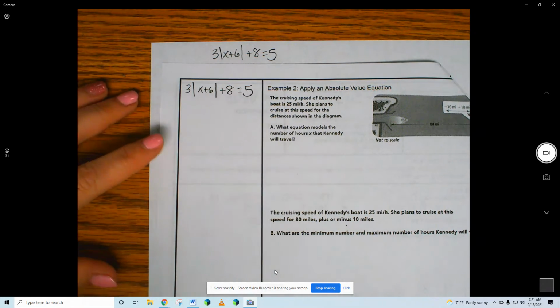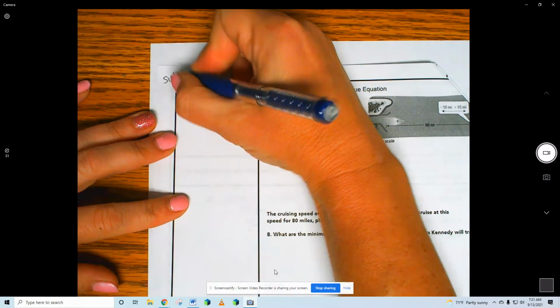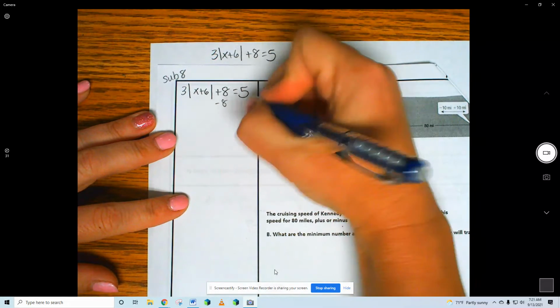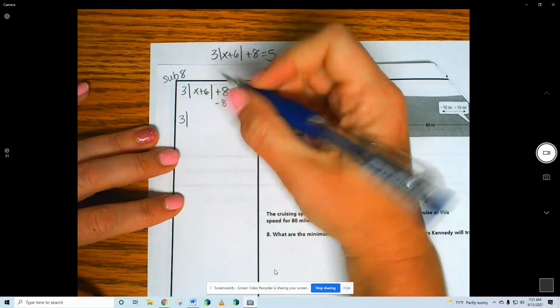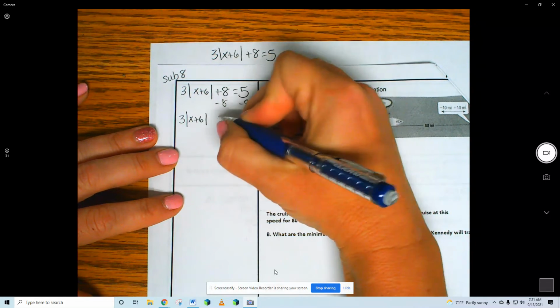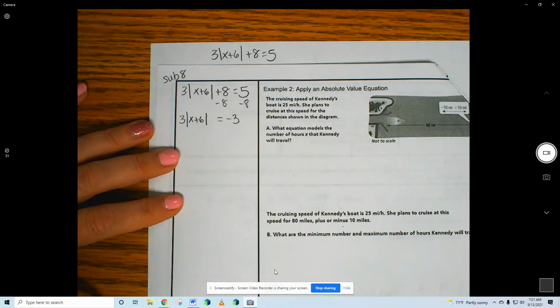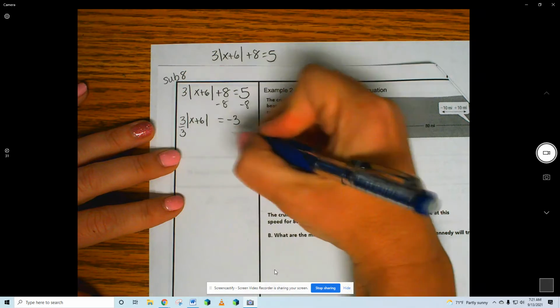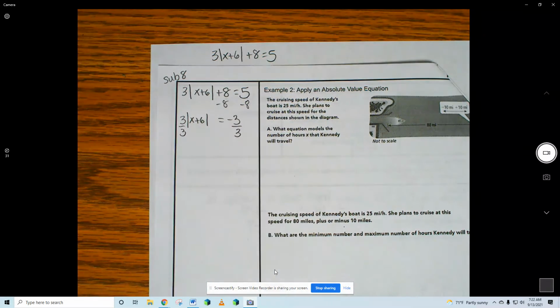Isolate the absolute value. I'm going to subtract 8 first. Minus 8, minus 8. So now the 8 is gone, but still I have a 3 times the absolute value of x plus 6 equals negative 3. Okay. Divide by 3, because I have to get rid of the number in front of the absolute value.